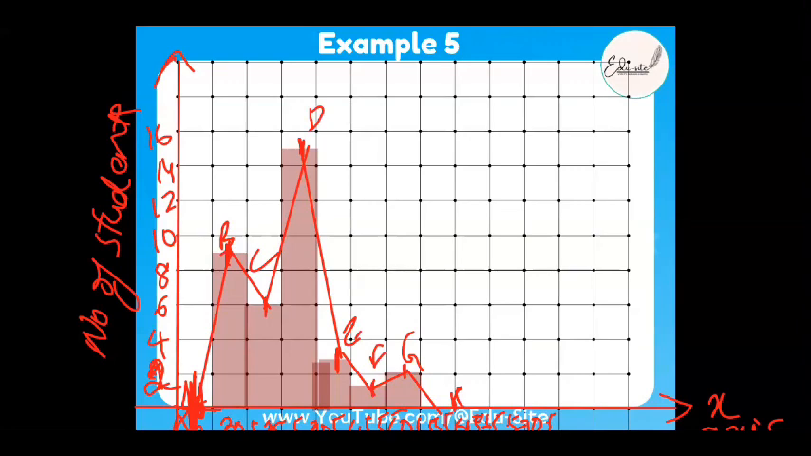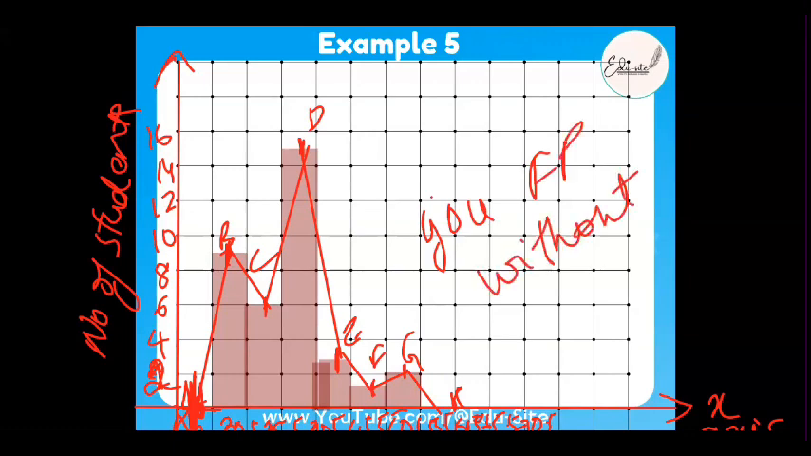Understood? Yes. This is called a frequency polygon. You can also write it in a different way. You can create a frequency polygon without creating a histogram. How will you create that? We'll see in the next problem. Was it easy? From the histogram, you just have to extract the midpoints of each of the bars. That's all. So without even histograms, we can do it.